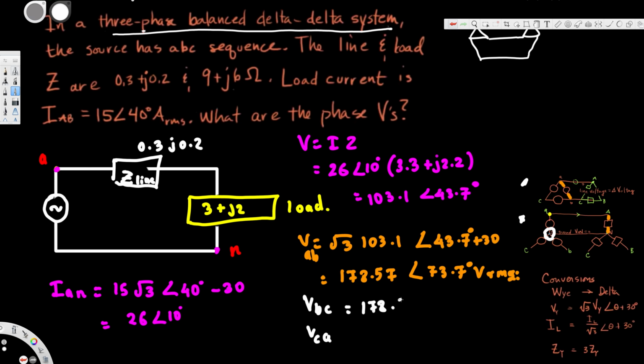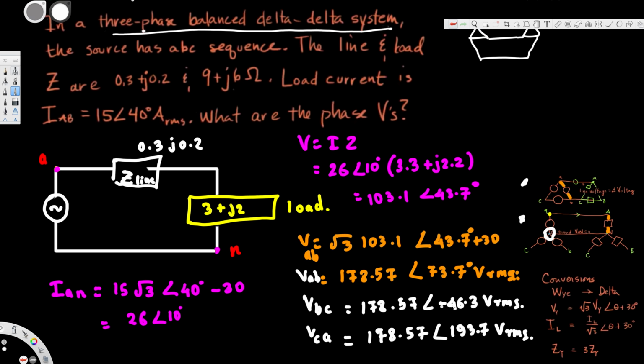So 178.57, and if we subtract 120 degrees, that gives us negative 46.3 degrees, V RMS. For VCA we add 120 to the VAB angle of 73.7 degrees. The magnitude remains the same, 178.57, and adding 120 gives 193.7 degrees, V RMS. These are the voltages we have in the delta system, and that's the question. That's it. I hope this helps. Thanks for watching.